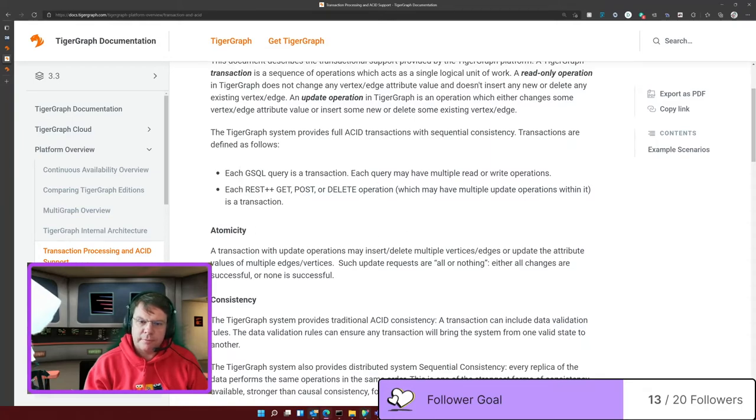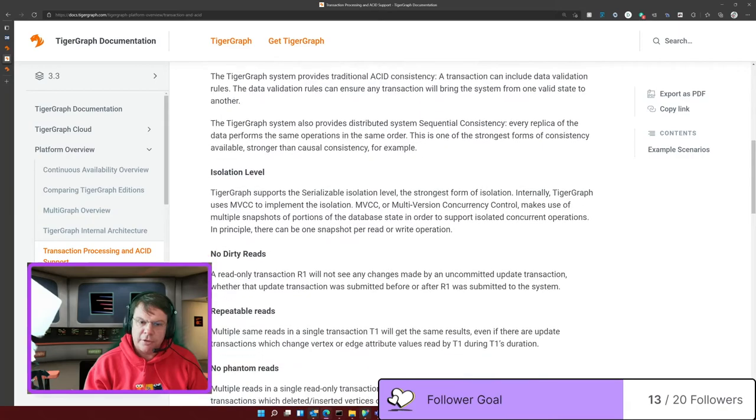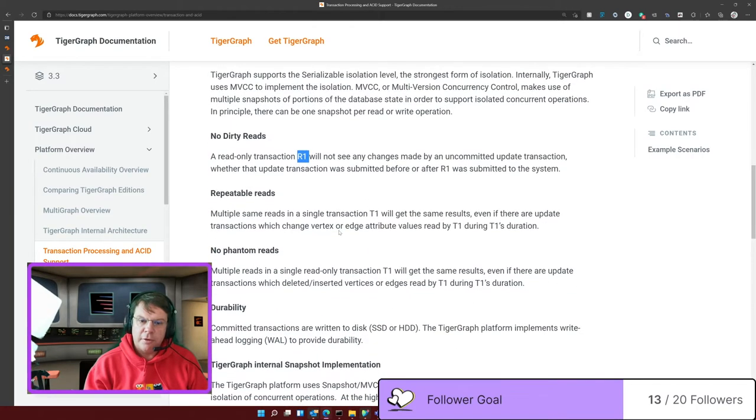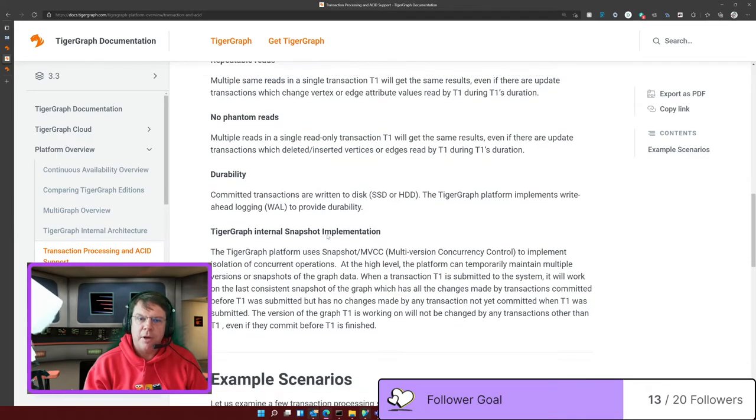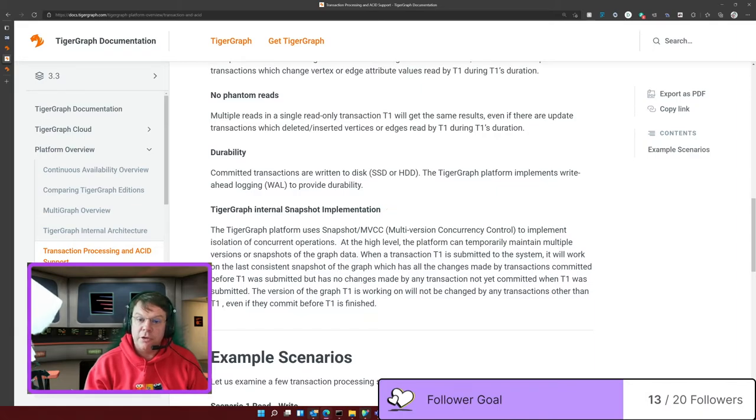Transactions. So they've got consistency, no dirty reads. So again, I'm liking this. This is talking about ACID consistency, consistency of reads and writes, isolation. Okay, so they're using MVCC, multi-version concurrency control. This is a well-known system for managing states essentially of the database. It's very well known, very highly thought of. You can do some really nice things with MVCC. I like that. I feel like that's generally a good choice.